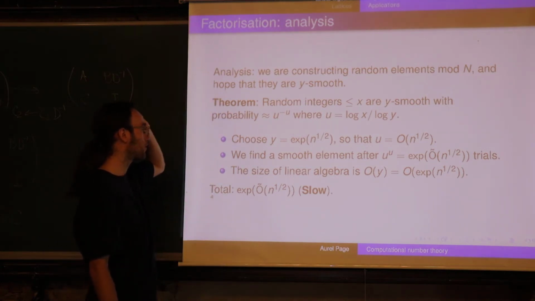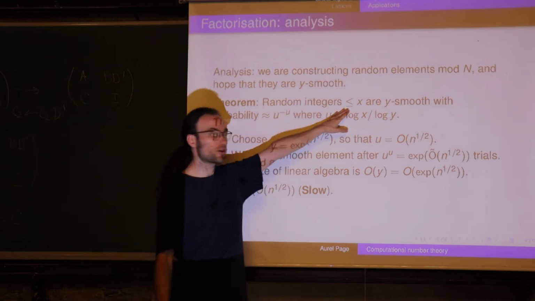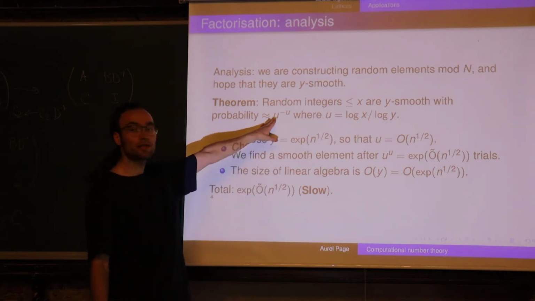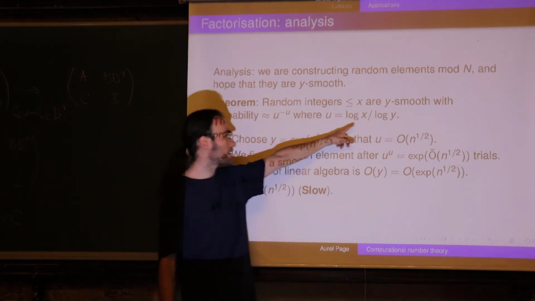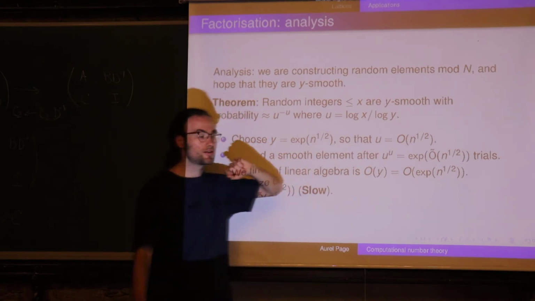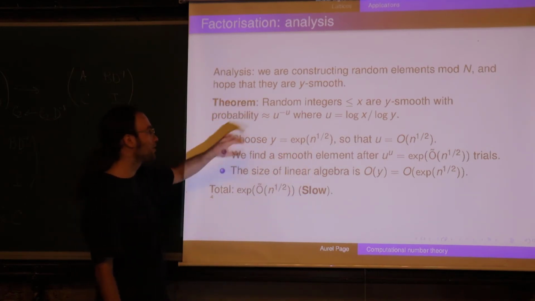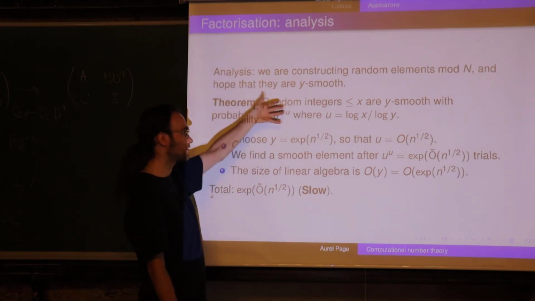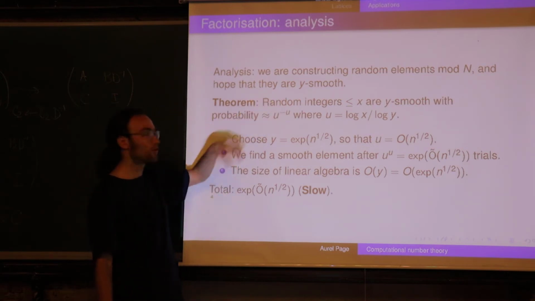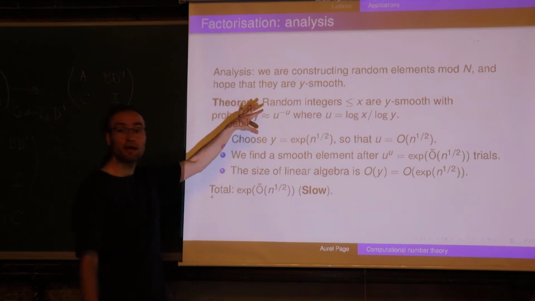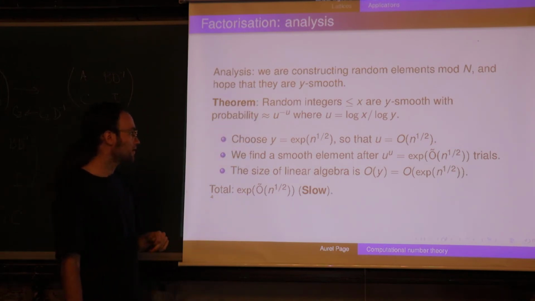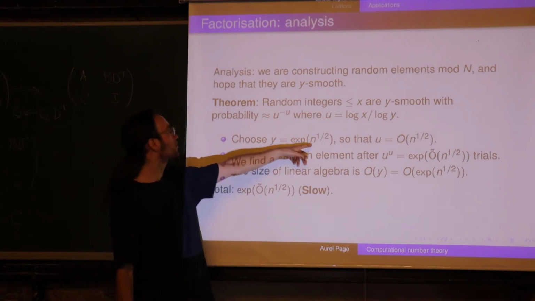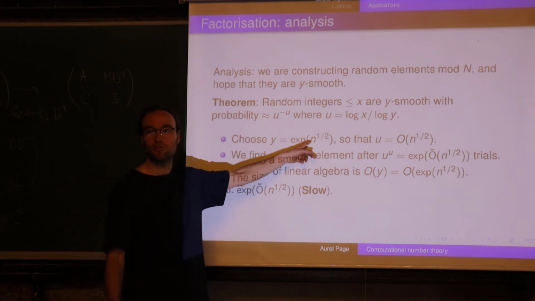But you have the following theorem: if you take random integers between 0 and x, then they are y-smooth with probability essentially u to the minus u, where u is log x divided by log y. This is an actual theorem, but we will apply it to elements that are not actually random, so we just use this as a heuristic. We will pretend that our elements actually behave exactly like this. And so we make the following choice. We take y to be exponential of square root of n, where n is the number of bits of big N, so it's log of big N, if you want.